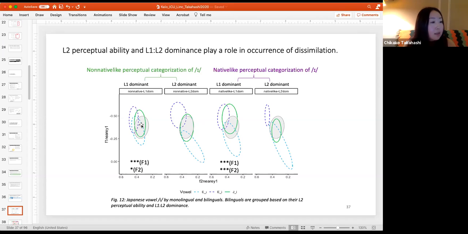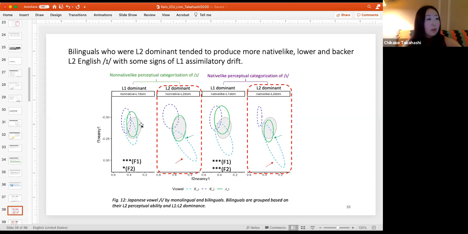The star again indicates the significant difference between bilinguals' Japanese E, as shown in green ellipses, and monolingual Japanese E in gray polygons. One thing to notice here is that bilinguals who were L2 dominant tended to produce more native-like lower and backer L2 English I, as indicated by the red arrows, with some signs of L2 assimilatory drift as indicated by the green arrows.